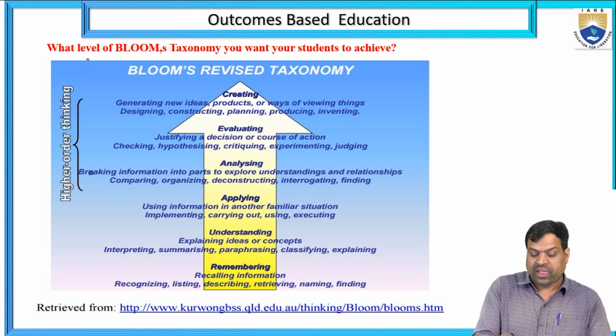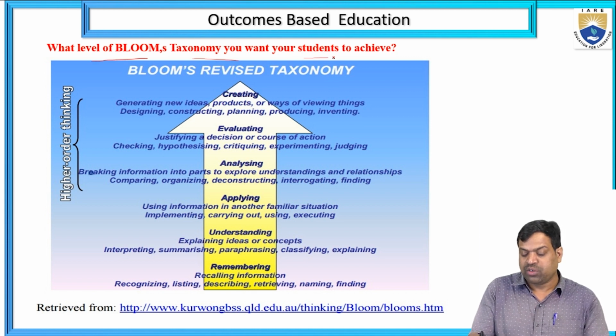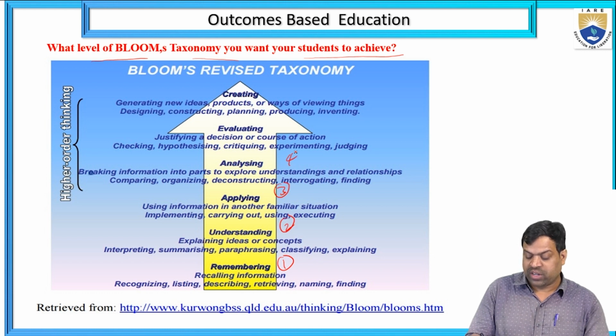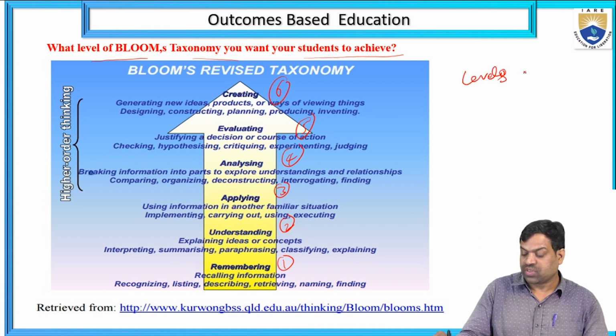So it is the level of Bloom's taxonomy you want the student to achieve. Most often Bloom's taxonomy is used for the course outcomes. So what levels are there? First one is remembering, then understanding, applying, analyzing, evaluating, creating. So these are the levels of BTL, that means Bloom's taxonomy levels.